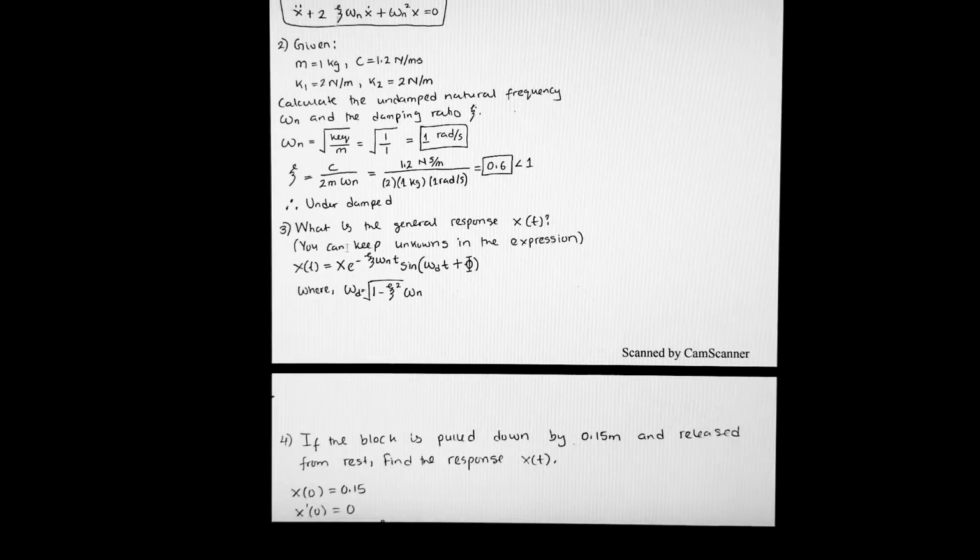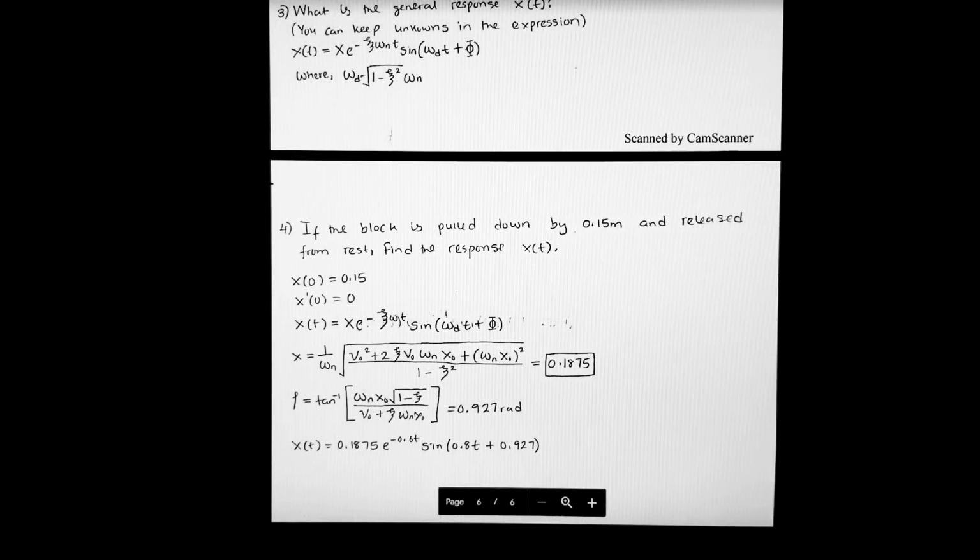Then moving on to what is the general response equation, and we are told that we can keep unknowns in the expression. So we did exactly this, found this equation in the textbook, where omega d equals omega n times the square root of 1 minus the damping ratio squared. And pretty much most of them I don't really know much of what they are, but this is exactly what I found in the textbook.